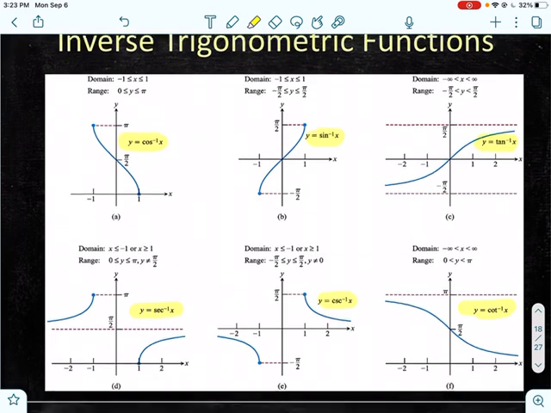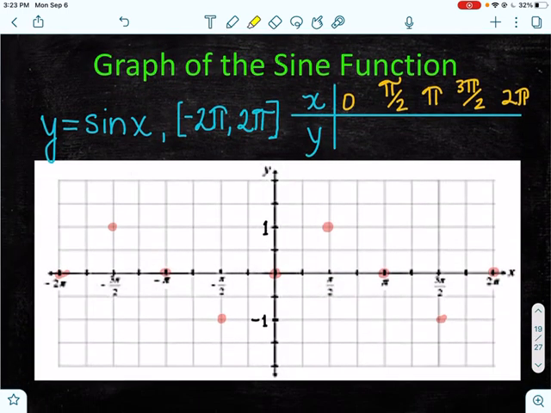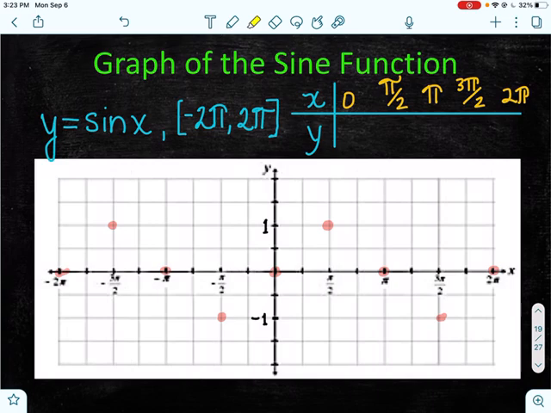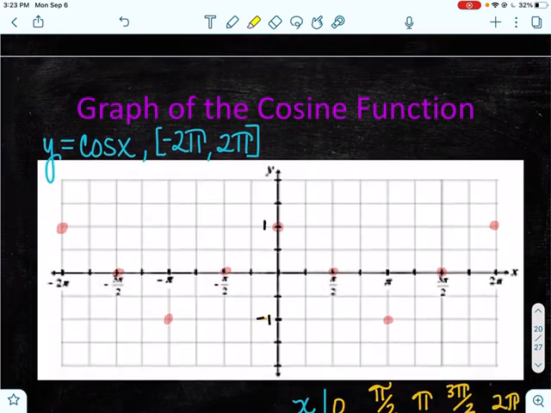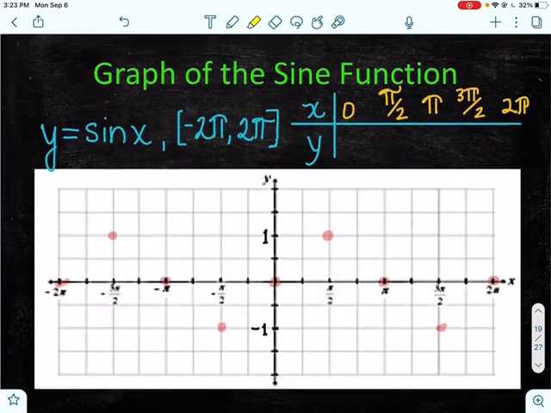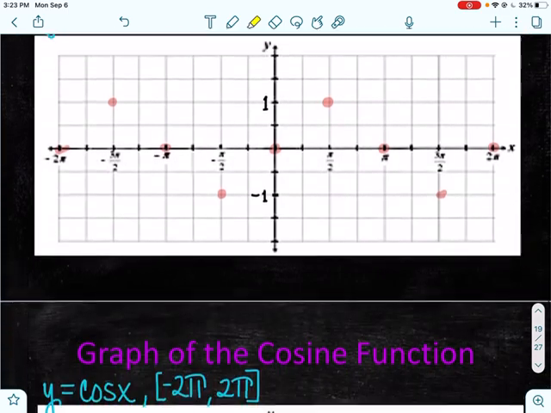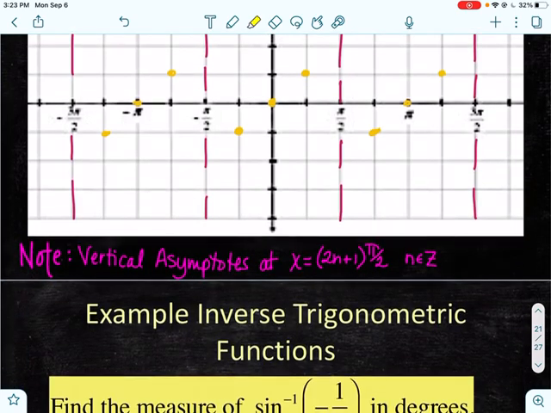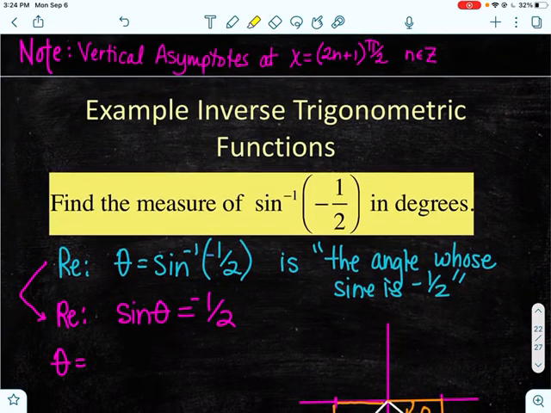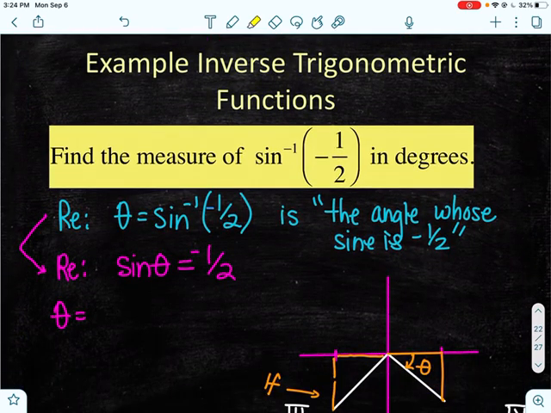So inverse trig functions. I left 2 graphs here for you to graph the sine and the cosine. I'm going to skip over those, but make sure that you can put these values in from 0 to 2 pi and get the parent functions, and then for the tangent. Okay, so making sure that you get those graphs in here. But we're going to jump up to an inverse trigonometric function.